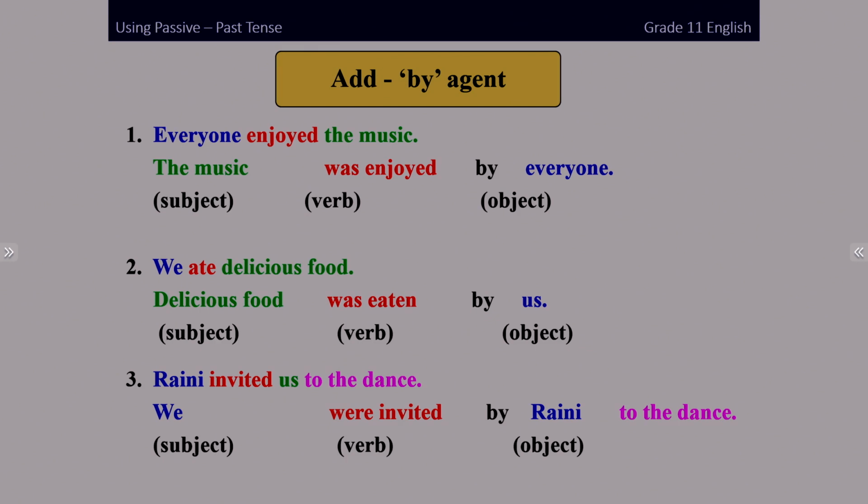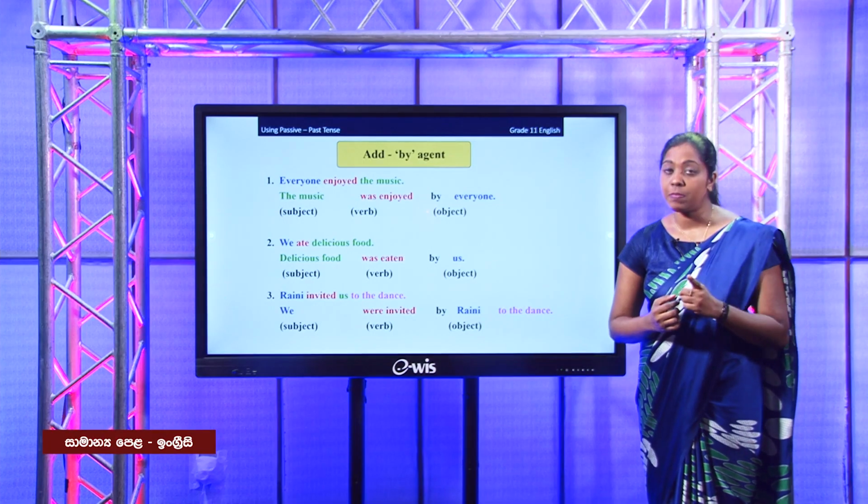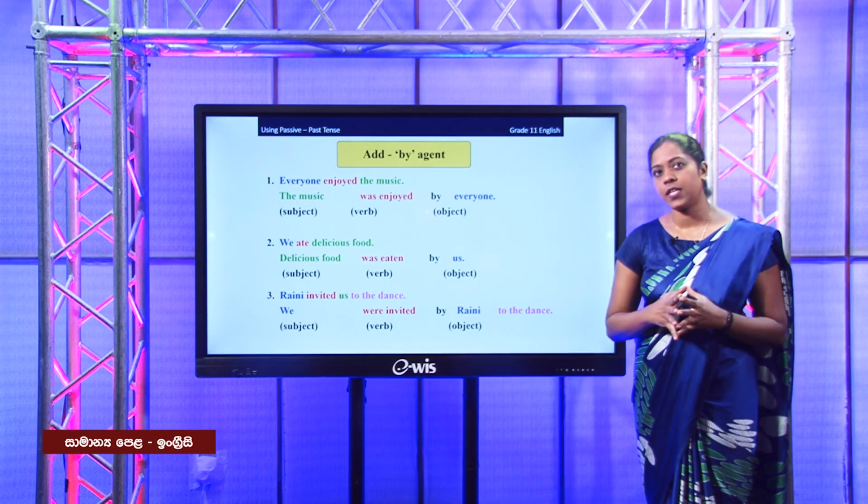Look at the other two sentences as well. We ate delicious food. Delicious food was eaten by us. Raini invited us to the dance. We were invited by Raini. So the word by here is used to indicate the doer, to show that this particular person is the one who has done the task. But remember, it is not compulsory all the time.